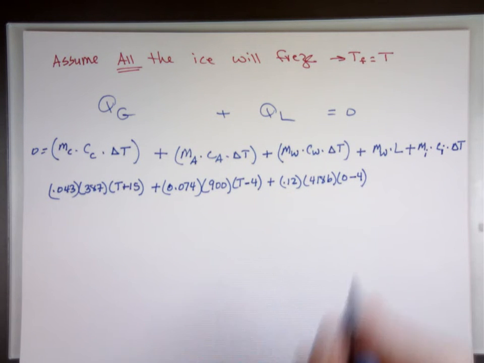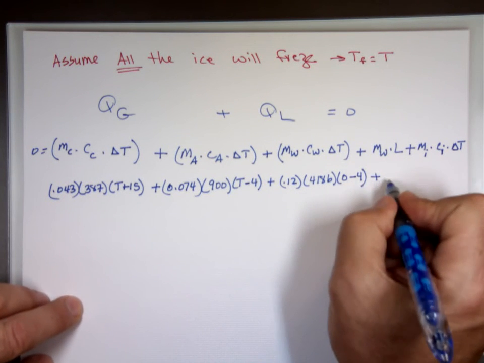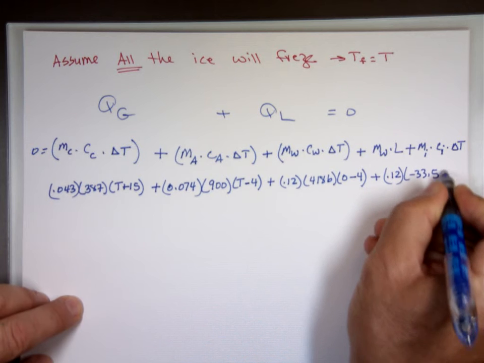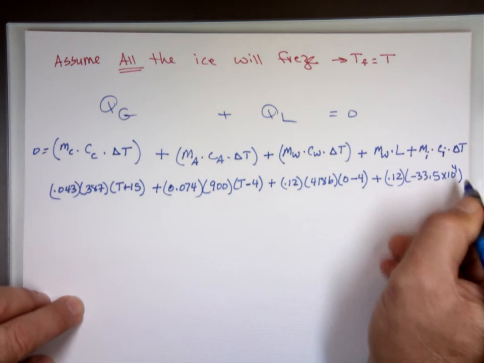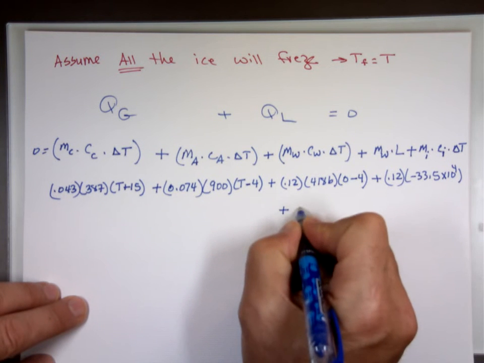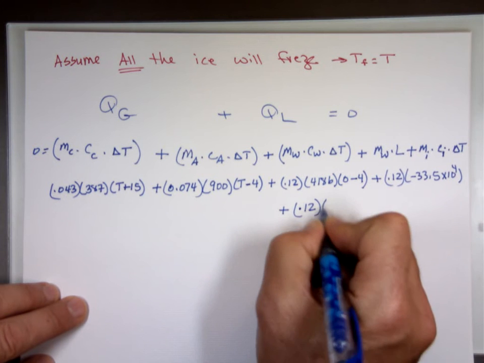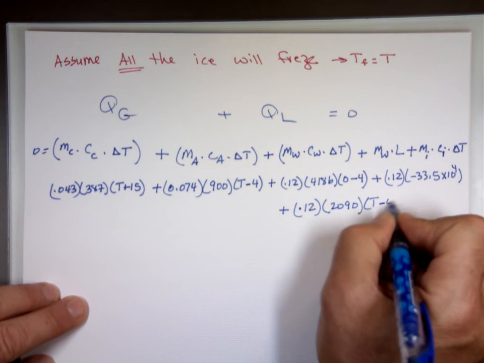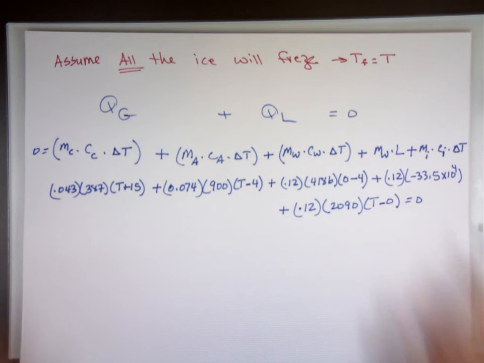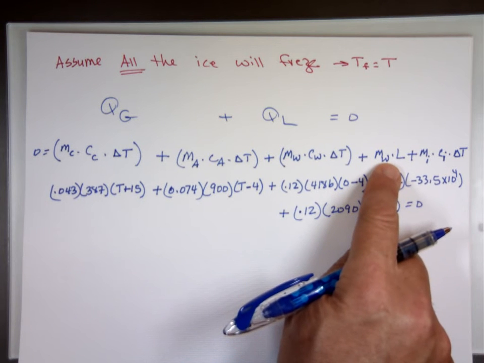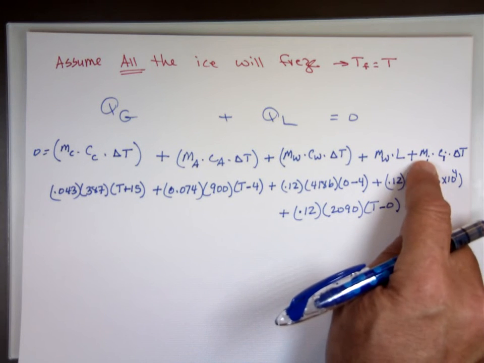Now we're going to freeze the water, all of it, 0.12 times -33.5 times 10 to the 4th. And once you freeze the water, it becomes ice. The mass of the ice, 0.12, that doesn't change. C for ice, 2090. Final temperature minus the initial temperature. So the water is going to go from -4 to 0. Freeze the water at 0. Then ice from 0 to whatever the temperature is.